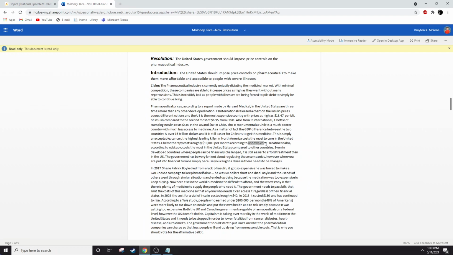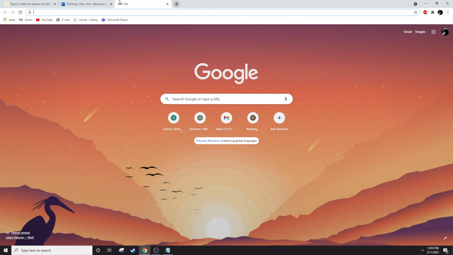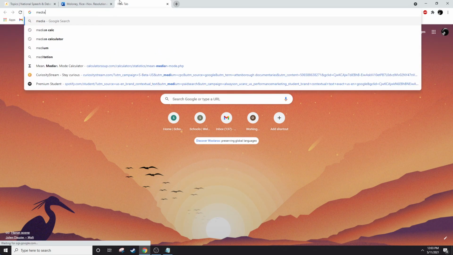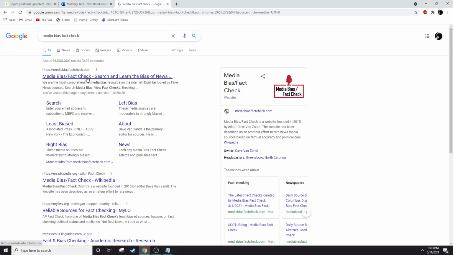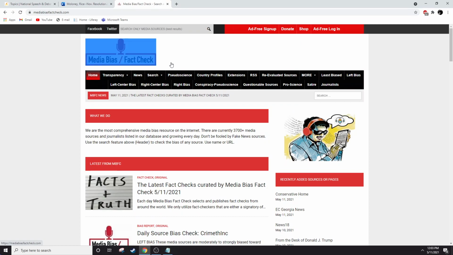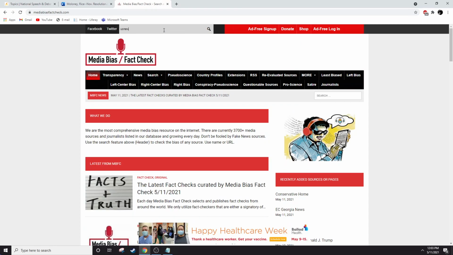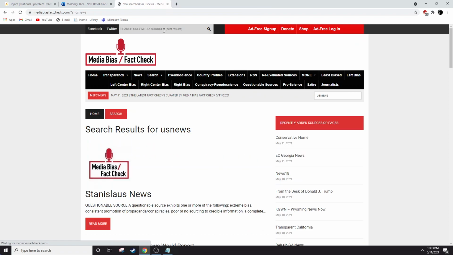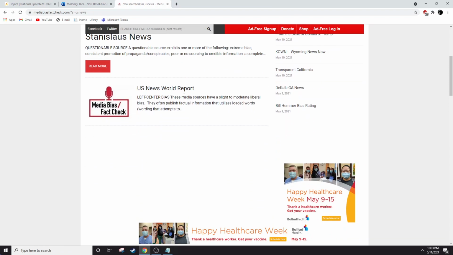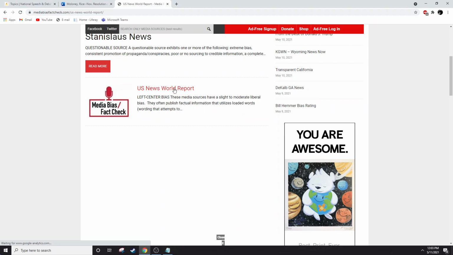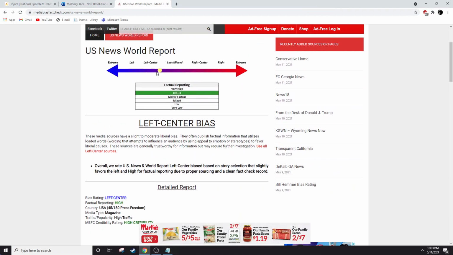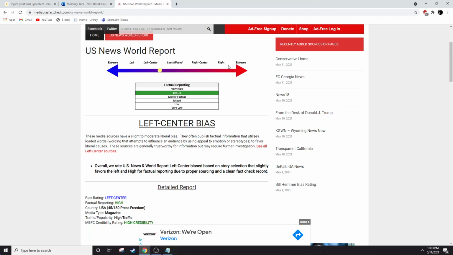A lot of people cite usnews.com. I don't know if I've already done this, but if you need to check the validity of a source, use Media Bias Fact Check. It is this website. You will look at US News and World Report. It has a left-center bias. As long as it's not extreme left or extreme right, you should be fine. What you're mainly focusing on is the factual reporting aspect.